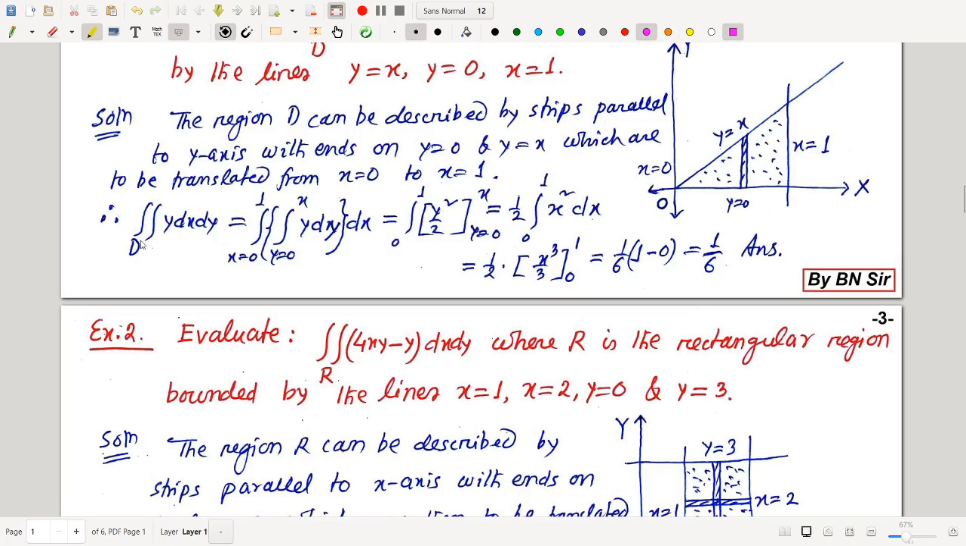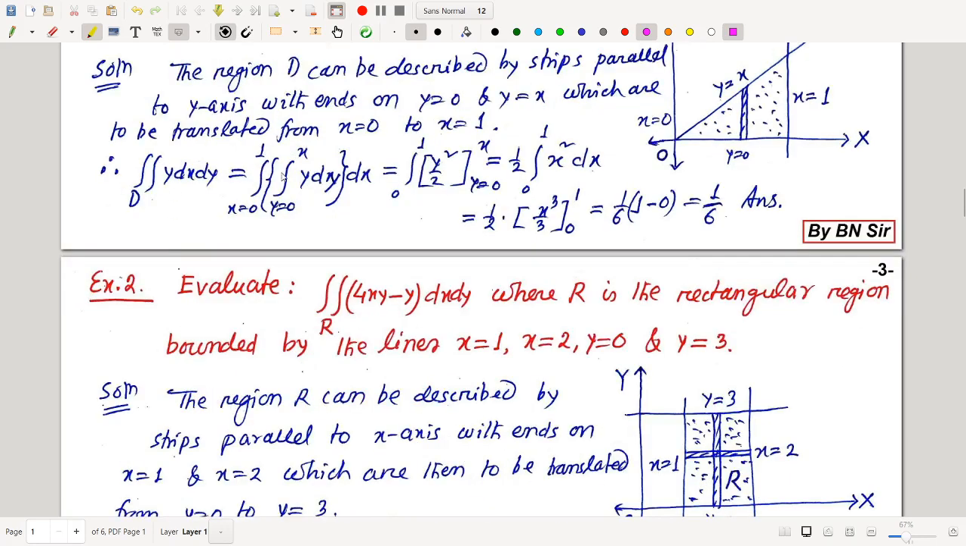Therefore the double integral of the function y over D becomes: first integrate with respect to y along the vertical strip where x is constant, y equal to 0 to y equal to x, and then another bracket, integration with respect to x from x equal to 0 to x equal to 1. The inside integral is y square by 2 with limits y equal to 0 to y equal to x, and then the half is taken out as a constant. At the upper limit y is x, so x square, minus 0 for the lower limit, so it is only x square.